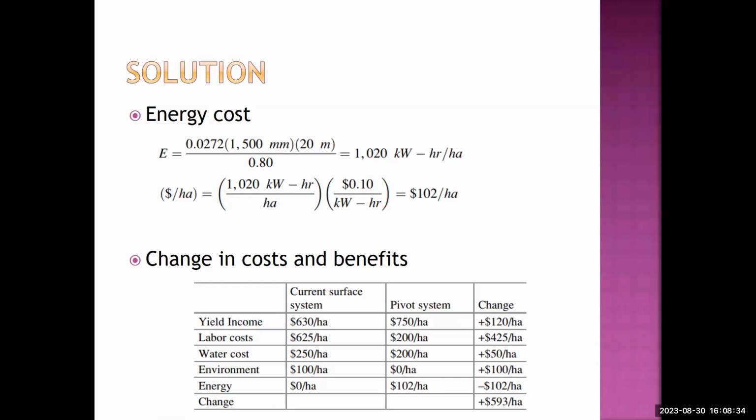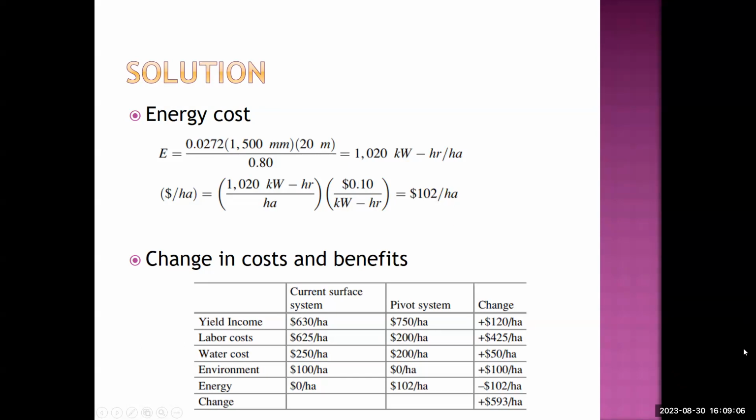So here's our energy cost. We had no energy required for the surface irrigation system. So at 20 meters head, so it has to be pressurized, and 1,500 millimeters of water, 80% efficiency pump, we're using 1,020 kilowatt hours per hectare. And then the dollars per hectare would be the 1,020 times 10 cents per kilowatt hour, or $102 per hectare.